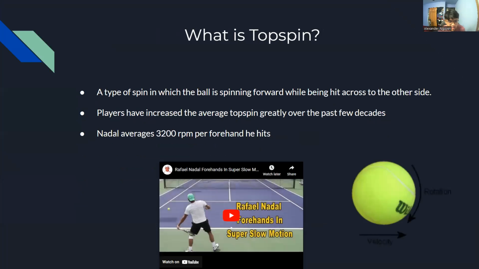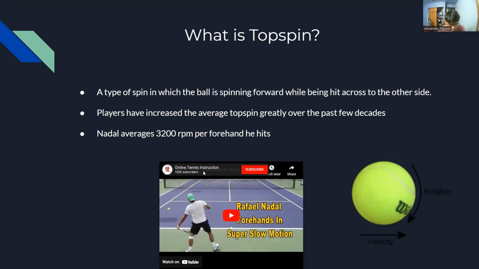What is topspin? It's basically a type of spin in which the ball is moving forward like this while having forward spin. Players have been hitting with more and more topspin over the past few decades because it's seen that it's just more optimal. It's better for them. The players win more, I guess, when they hit with topspin.